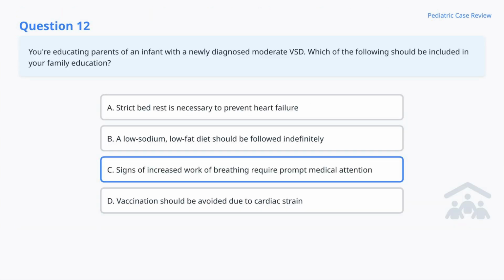You're educating parents of an infant with a newly diagnosed moderate VSD. Which of the following should be included in your family education?